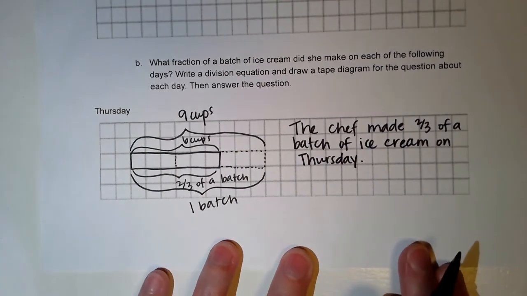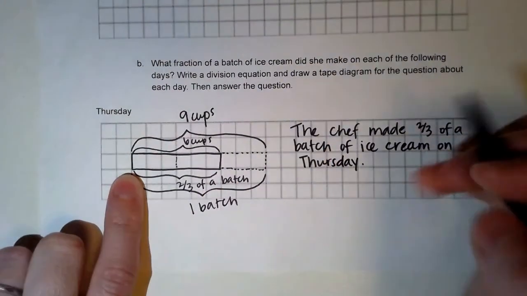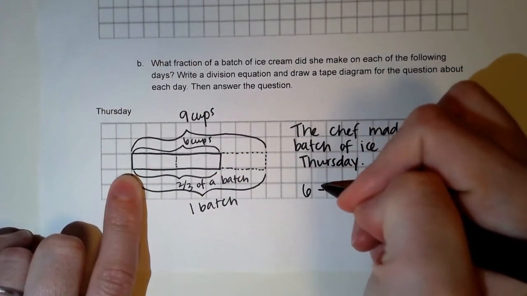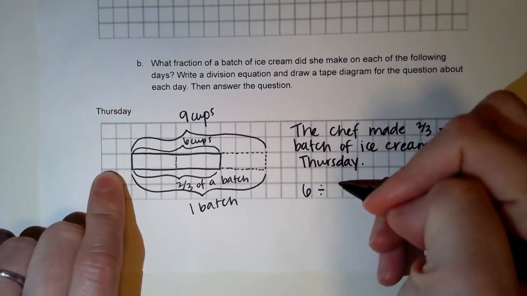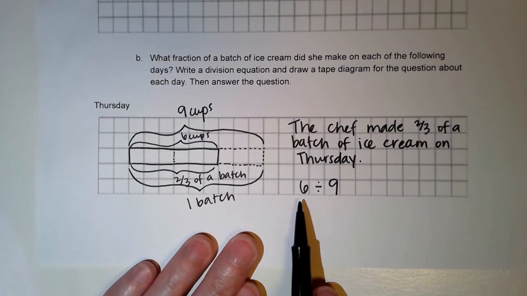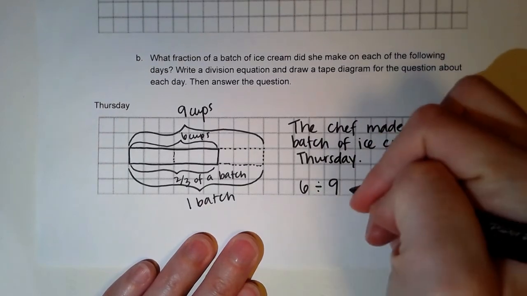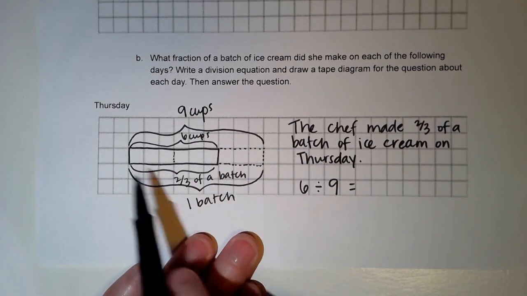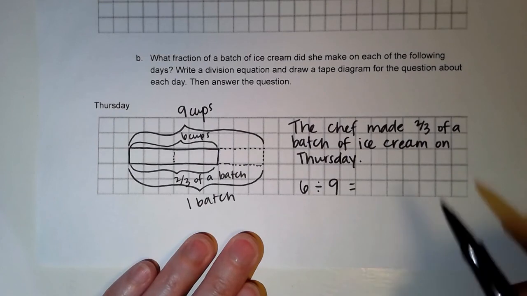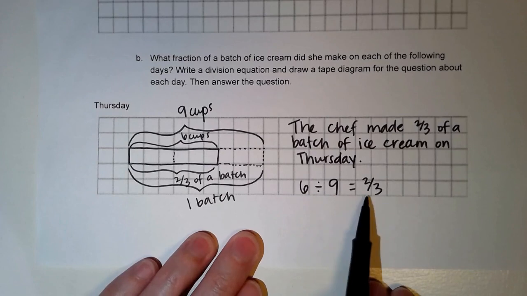Now let's write our division equation. So on Thursday, the chef started with a total of 6 cups. And we know that it takes 9 cups of milk to make 1 whole batch. So if I do the 6 cups of milk that we used divided by 9 cups of milk per batch, we'll get the number of batches that the chef made. From our tape diagram, we can see that the answer is 2/3. So our division equation is 6 divided by 9 equals 2/3.